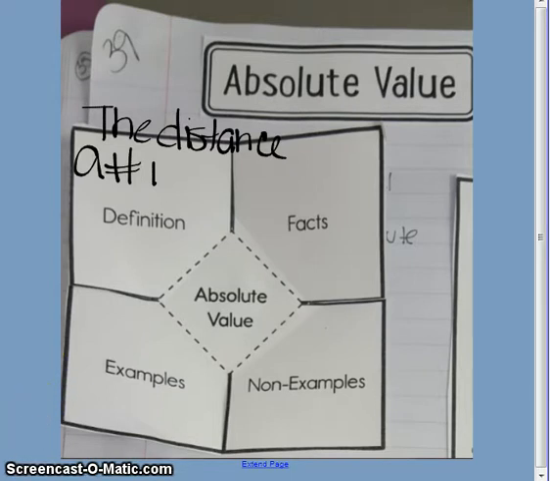I'm sorry, my screen is not working very well. Just make sure that you're actually putting the distance a number is from 0. That is the definition of absolute value. I don't know why it's not syncing very well. Just go ahead and make sure that you're putting that the definition of absolute value is the distance a number is from 0. When you're done, we're going to go to the facts.